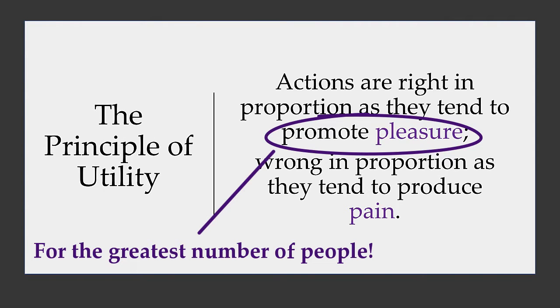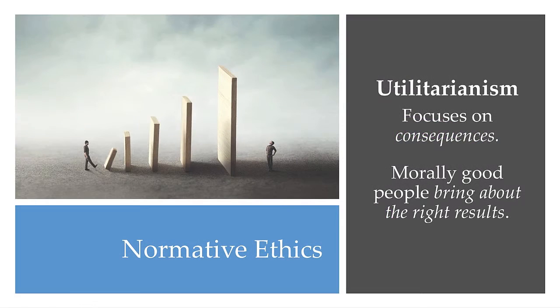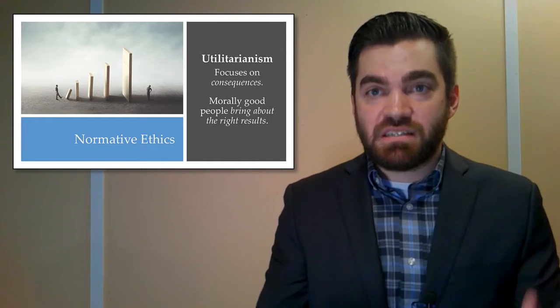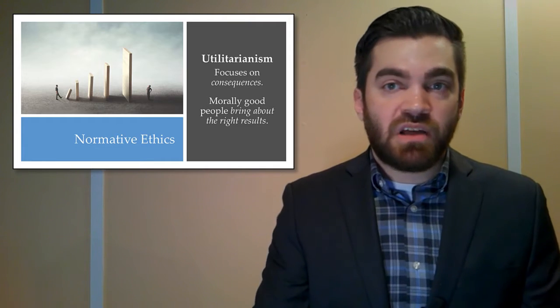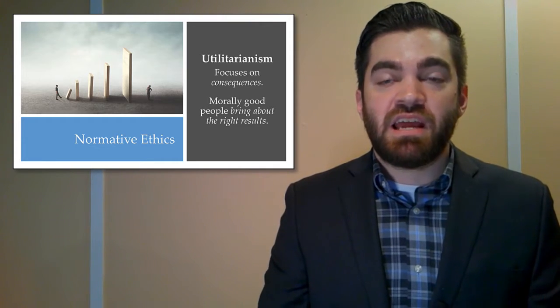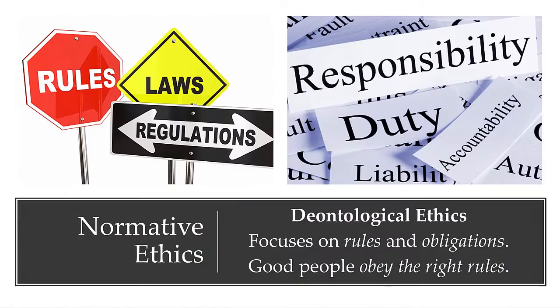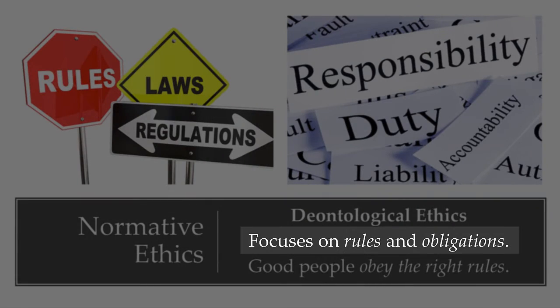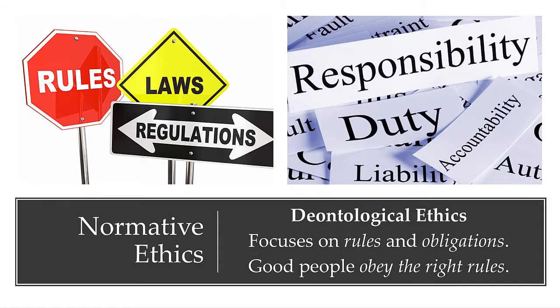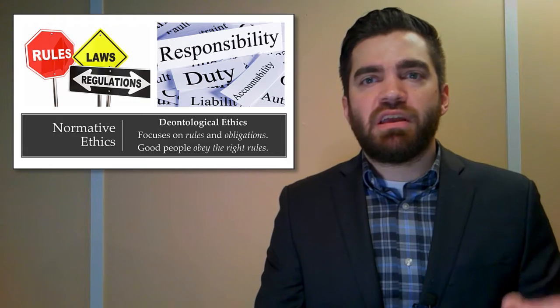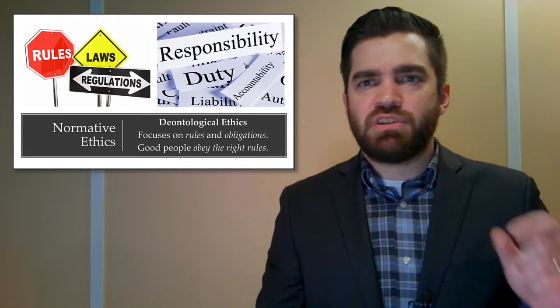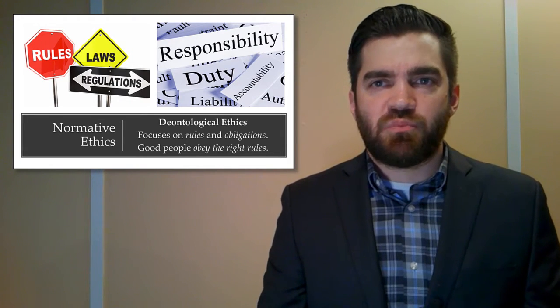What this meant was utilitarians are really focused on consequences. They're saying that the right actions are defined in terms of bringing about the greatest happiness for the greatest number of people. That's a consequence. Deontological ethics, which is the focus of today, is going to be more focused on rules and obligations. So it's not so much about bringing about the right results, it's about looking at actions in particular and seeing which actions are good actions and which ones are bad.